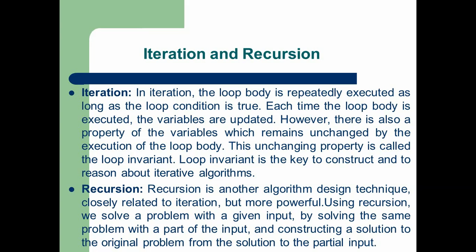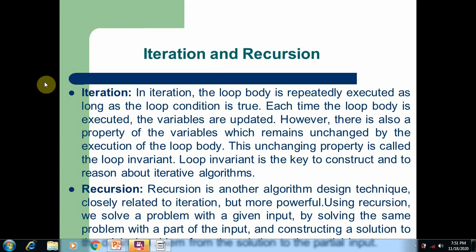That means a loop body is a group of executable statements which are repeatedly executed more than one time. But each and every time the loop body is executed, some of the variables' property remains unchanged. This unchanging property of a variable is called loop invariant. So this is the important concept of iteration. Without a loop invariant, we cannot construct the loop. So loop invariant is the basic element for any loop or iteration.